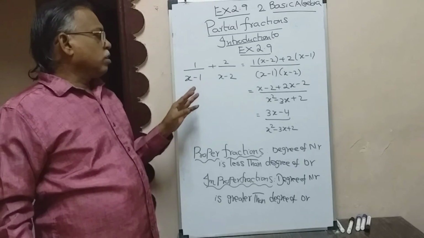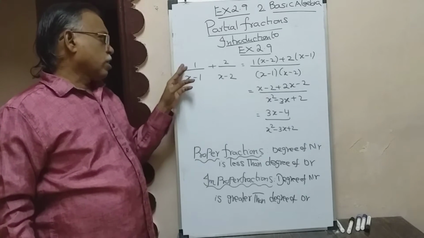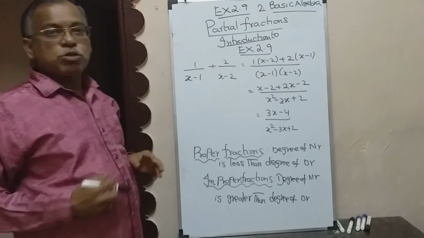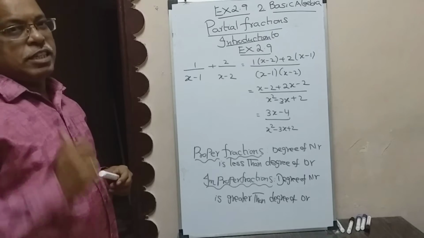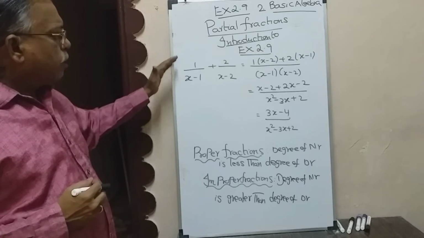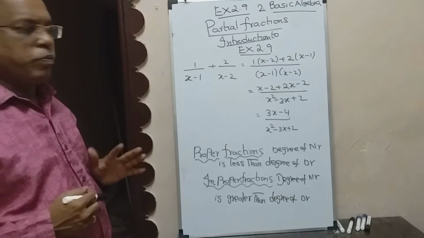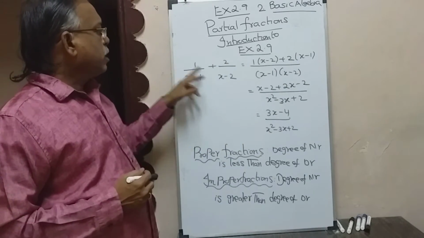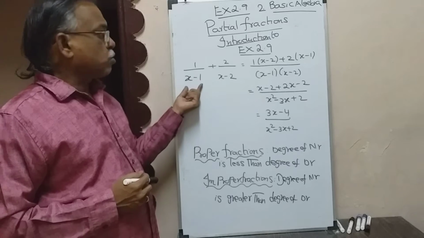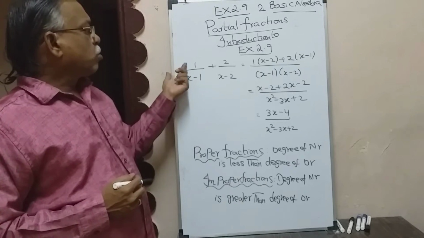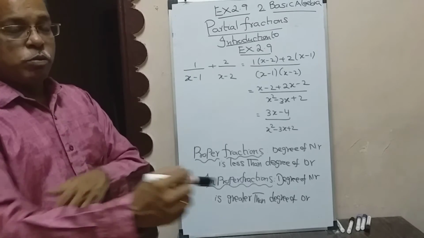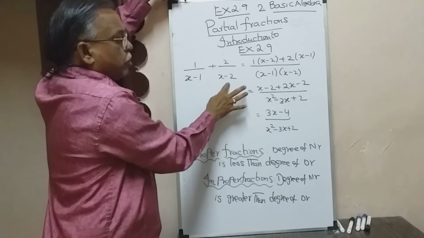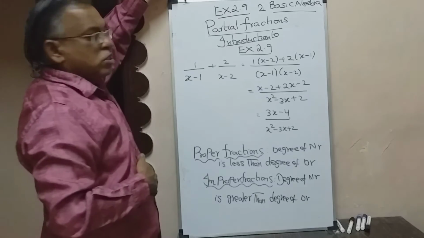See, for example, there are two fractions, 1 by x minus 1 plus 2 by x minus 2. How will you simplify that? Since they are fractions, you must take the LCM. So x minus 1 into x minus 2 is the LCM. Here 1 into x minus 2, because x minus 1 is already there, so it goes x minus 2 times. So the numerator should be multiplied. Plus here x minus 2 is already there, so it goes x minus 1 times.